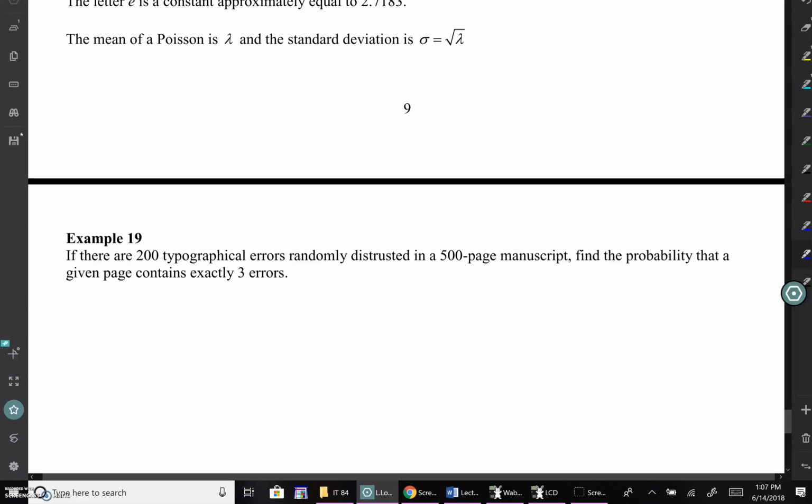All right, 200 is the total amount of errors that there are, and we have 500 pages. The only thing we know for sure is that we're talking about an exact amount of 3. We want 3 errors on 1 page. So if there's 200 errors in 500 pages, how many errors are there about per page?